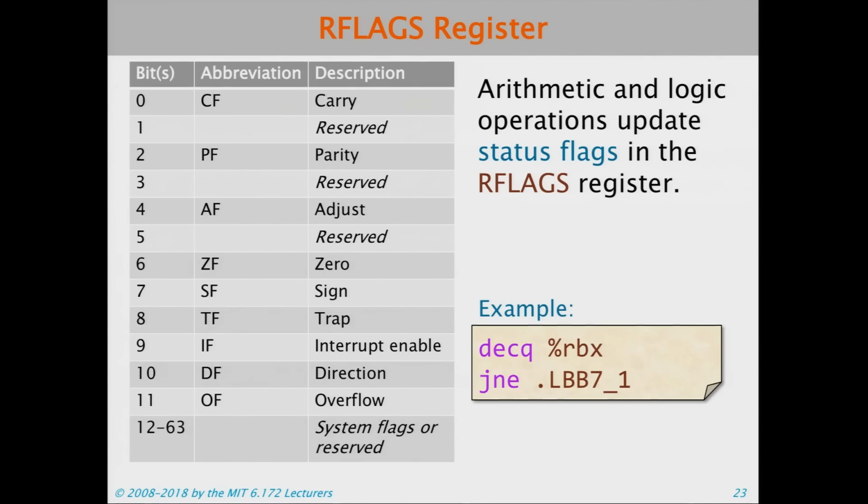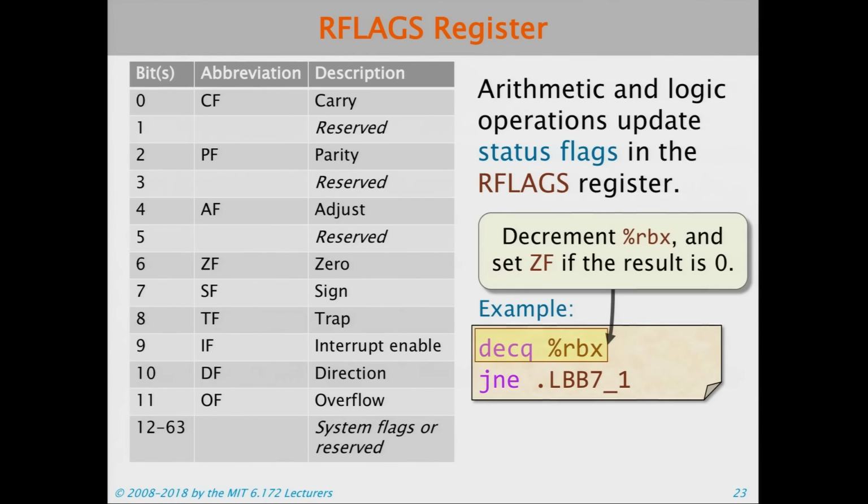These are status flags, and you can see the names here. There's carry, and there's parity. Parity is the XOR of all the bits in the word. There's an adjust flag, I don't even know what that's for. There's the zero flag, which tells whether it's zero. There's a sign flag, whether it's positive or negative. There's a trap flag, and interrupt enable, and direction and overflow. So anyway, you can see there are a whole bunch of these.